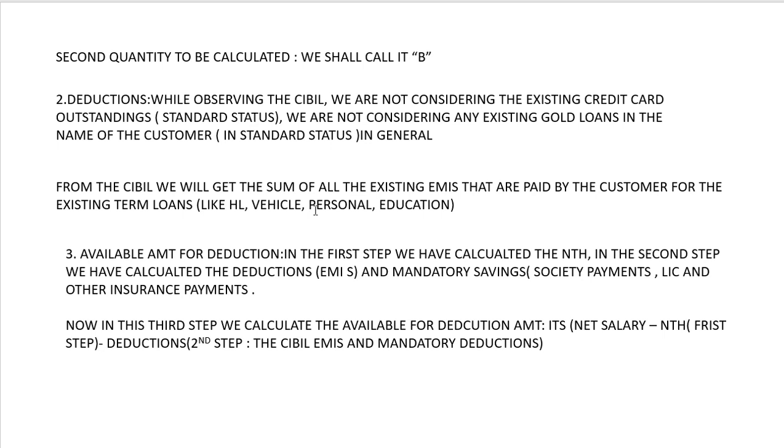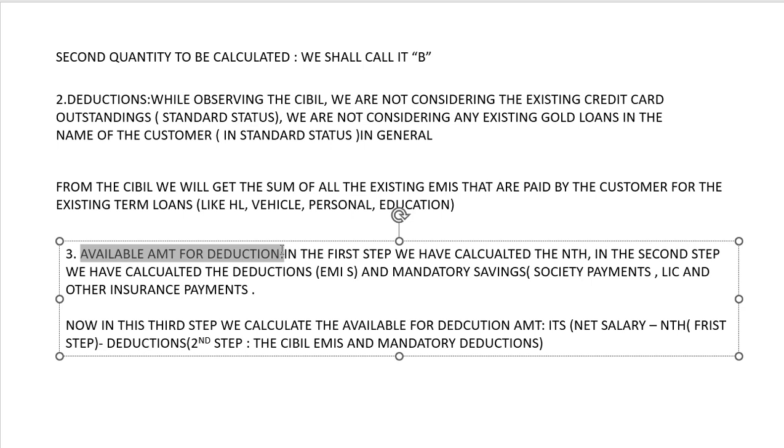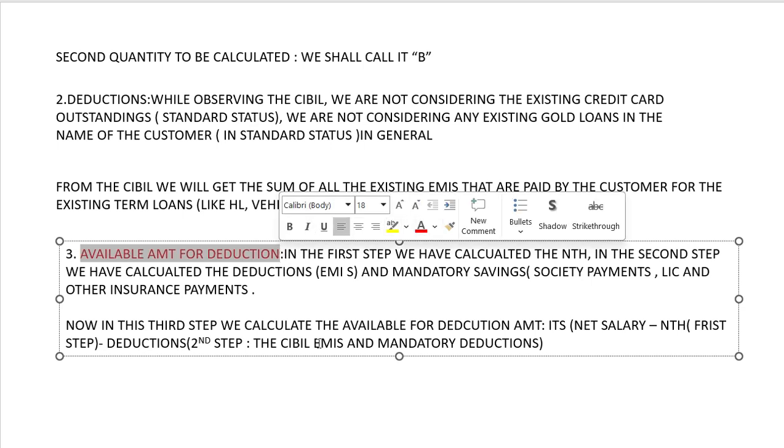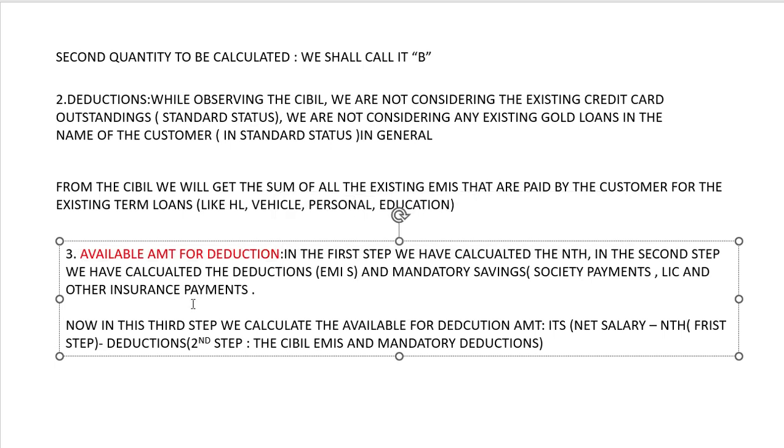Now we take his net pay that is reflected in his salary slip, and we subtract the deductions and also his NTH from the net pay. After subtracting the deductions from CIBIL, the deductions from the salary account statement, and his NTH from the net pay, we arrive at something called the available amount for deduction. That indicates the amount that we can adjust from his salary to the loan that we are going to provide to the customer. So this amount we can consider for repayment of our own loan to the customer.